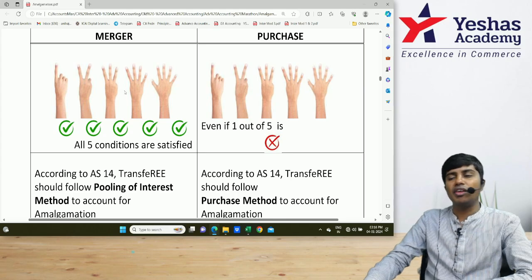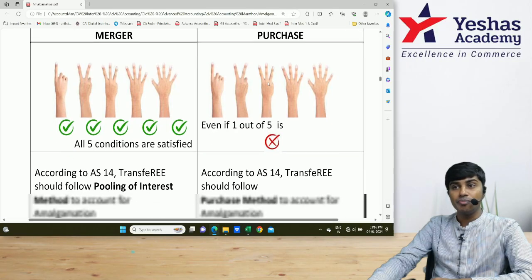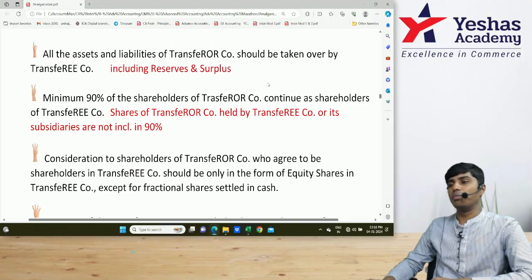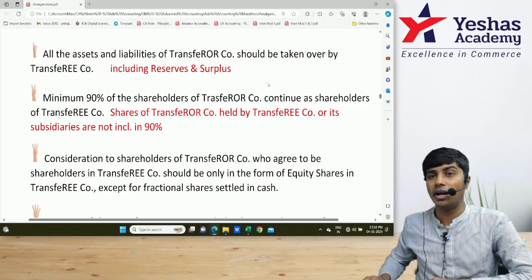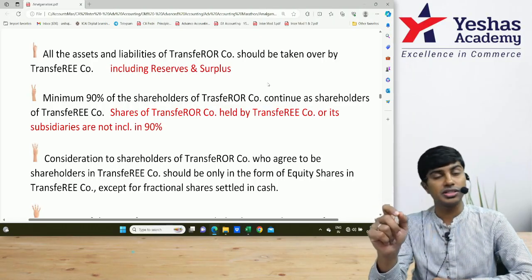AS 14 gives us 5 conditions. If all of the 5 conditions are satisfied, it is merger. Even if one among 5 is not satisfied, it is purchase. Shall we quickly see what these 5 conditions are? Condition number 1 says that all the assets and liabilities of the transferor company should be taken over by the transferee company, and this will include reserves and surplus.